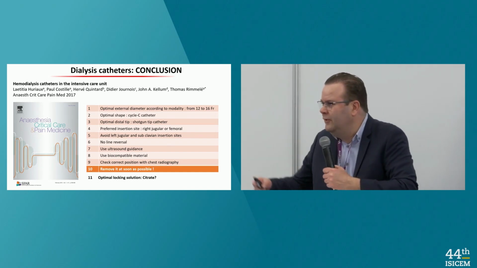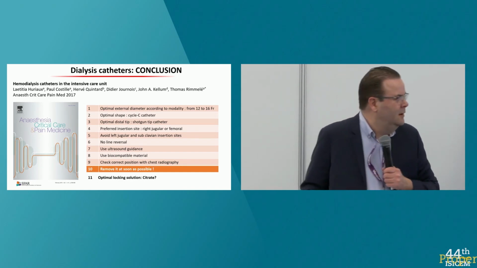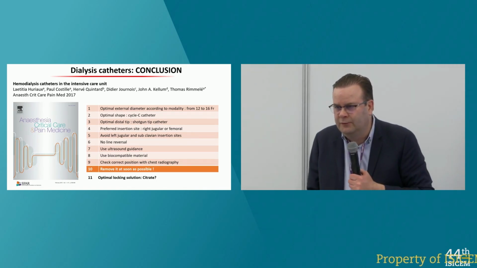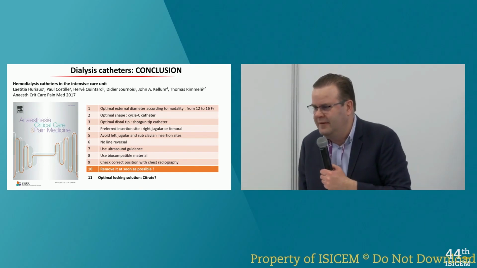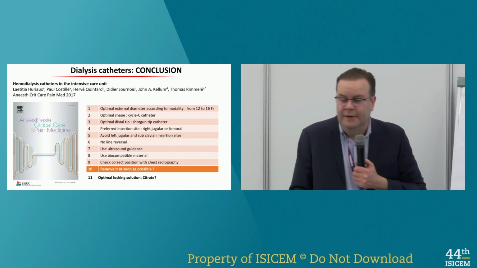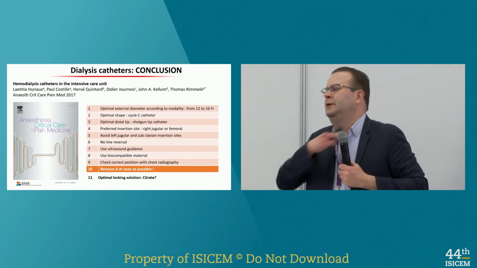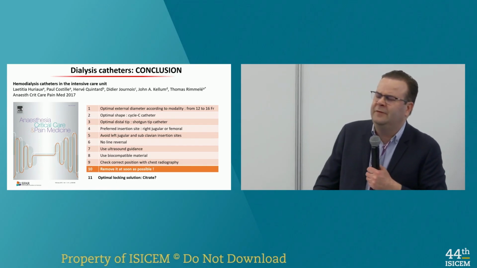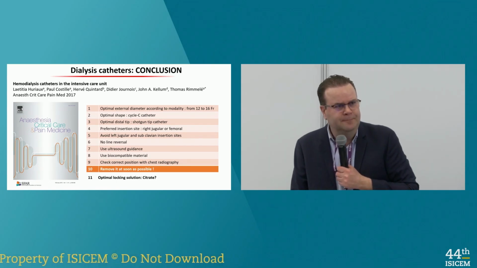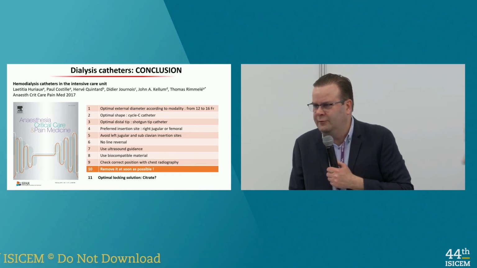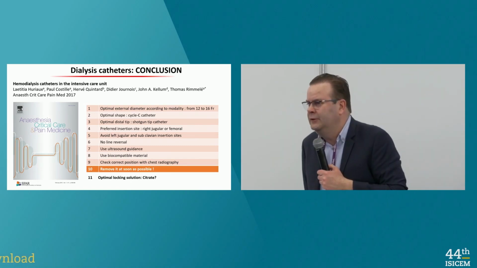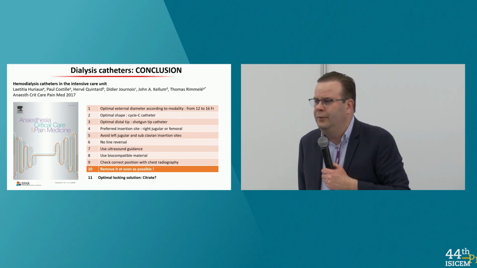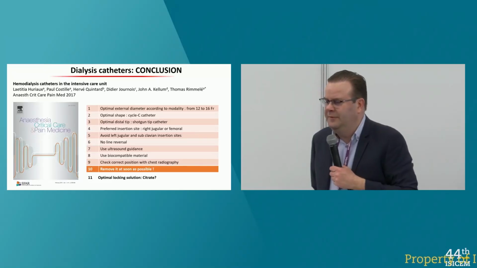You do not reverse the lines, okay? You use ultrasound guidance, of course, to place the catheter. You use biocompatible material, but this is what we have now in our units. If you put the catheter in the internal jugular vein, then you should check the position with the radiography, and then you also need to put a locking solution when you stop the use of your replacement therapy.